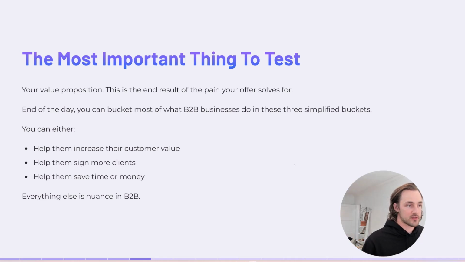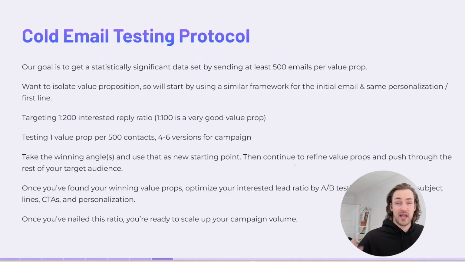In terms of actually testing and understanding which value propositions work, which aren't working, our goal is to get a statistically significant data set by sending at least 500 emails per value prop, right? So we want to isolate this value proposition. So we'll start by using a similar framework for that initial email with the exact same personalization or first line, right? So that isolates your variable that you want to test and allows you to understand with clarity over time what is actually working and what is not working.